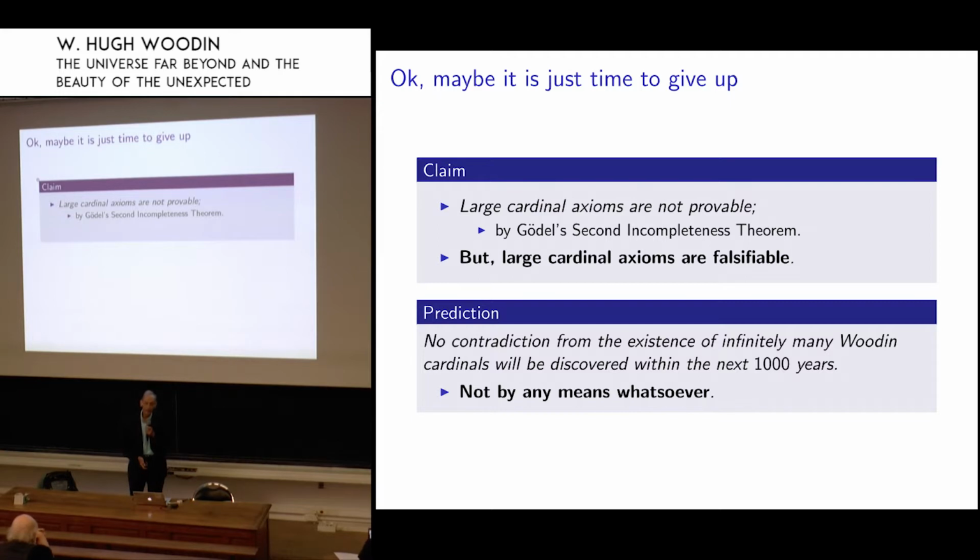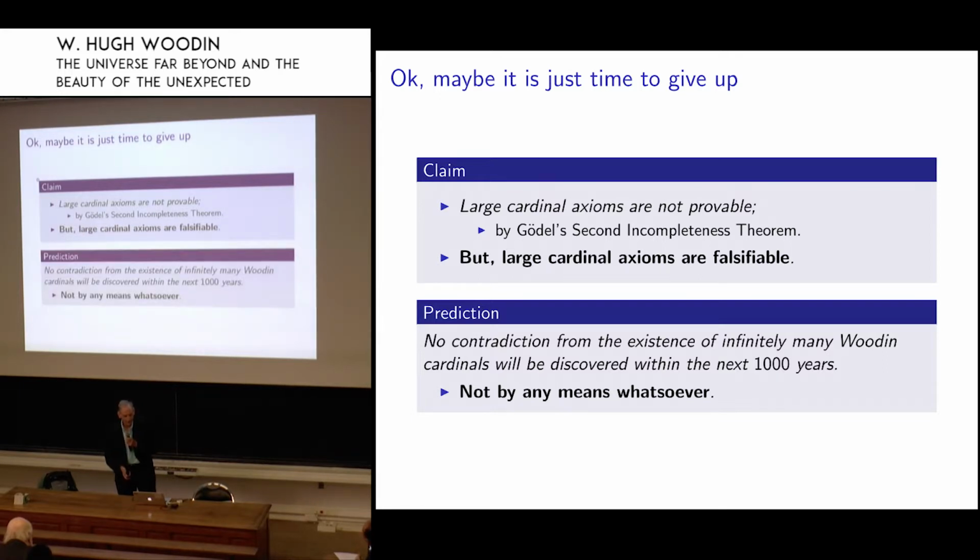Okay, maybe it's time to just give up. No, but large cardinal axioms are not provable. And that's by the Gödel second incompleteness theorem. The large cardinal axioms are falsifiable. Okay, so I will make a prediction. No contradiction from the existence of infinitely many Woodin cardinals will be discovered within the next 1,000 years. Not by any means whatsoever.